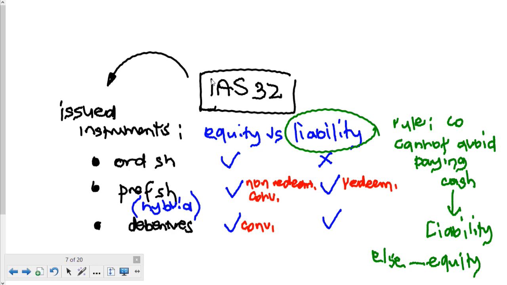Debentures are usually liability, but do you agree that if the debenture is convertible into shares, there could be a piece that is equity? Because they're going to convert into shares, especially if the conversion is automatic. And so today, in IAS 32, most of our calculations are going to be focused on the convertible debentures and how much of that debenture is equity and how much is liability. But we're going to start off the lecture by looking at these preference shares.